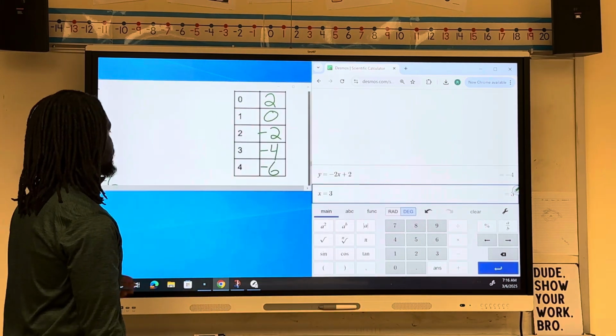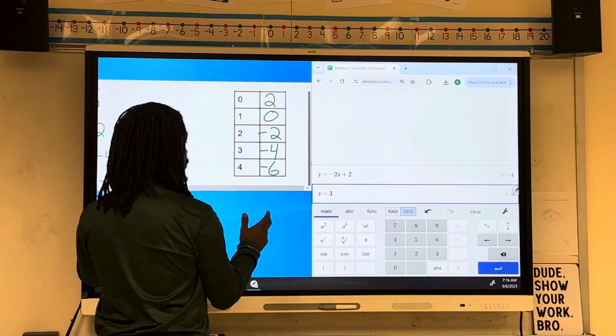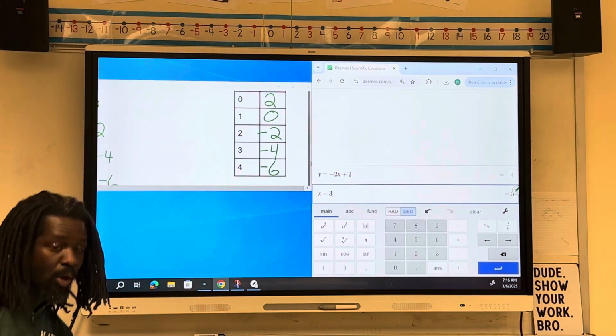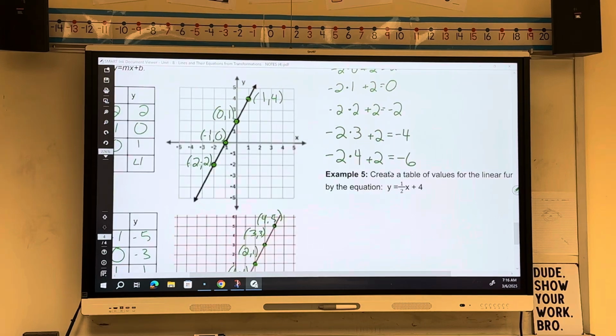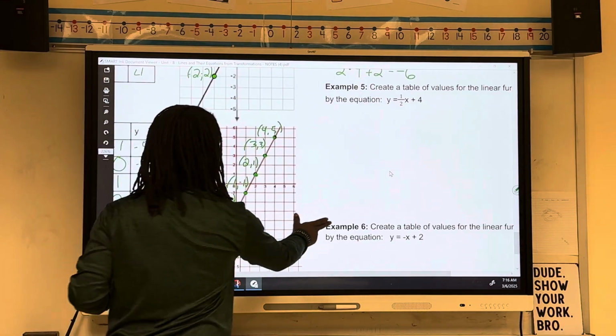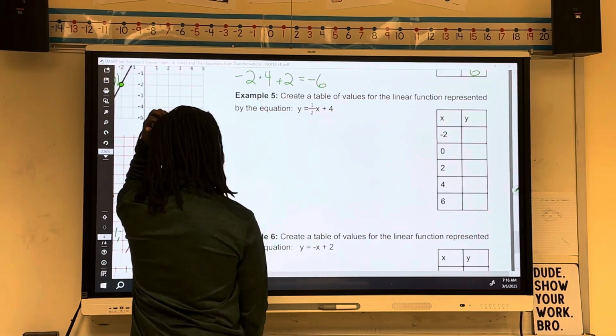All right, so I wanted you to see that. We're going to continue on. For the sake of today's lesson, we're going to do it by hand, but I also want you to know you can use your Desmos calculator as well.